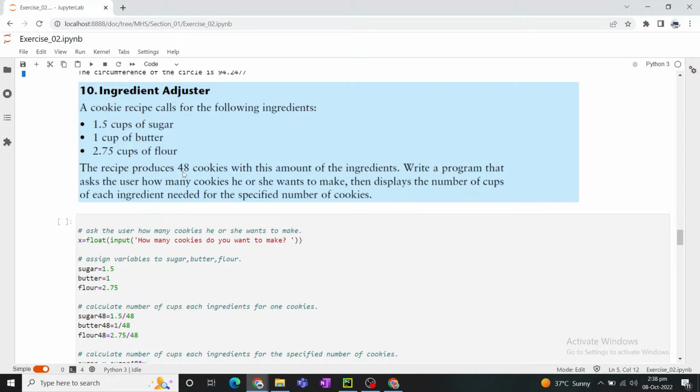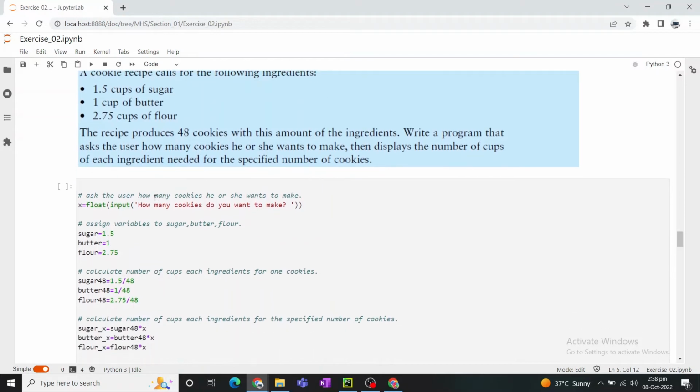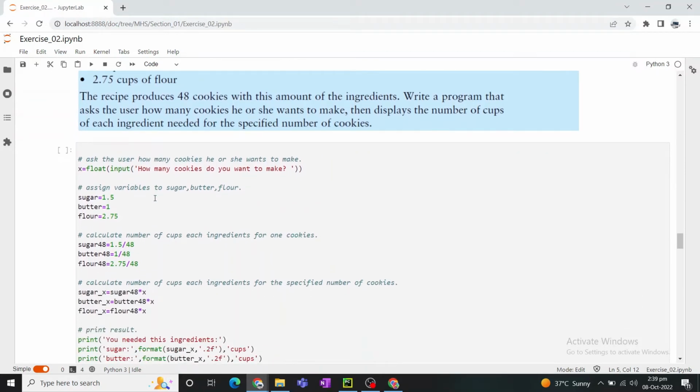That total amount is 48 cookies. We don't know the value of the ingredients for one cookie. With this amount of ingredients, write a program that asks the user how many cookies he or she wants to make, then display the number of cups of each ingredient needed for the specified number of cookies.